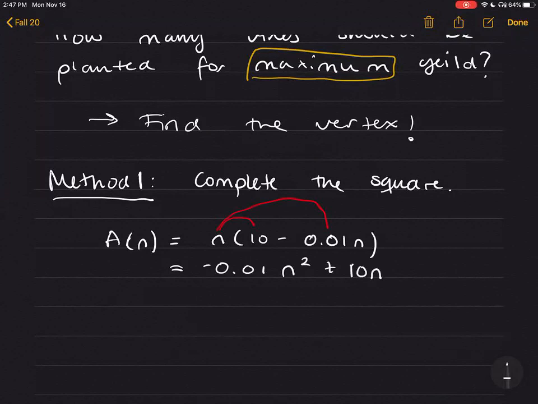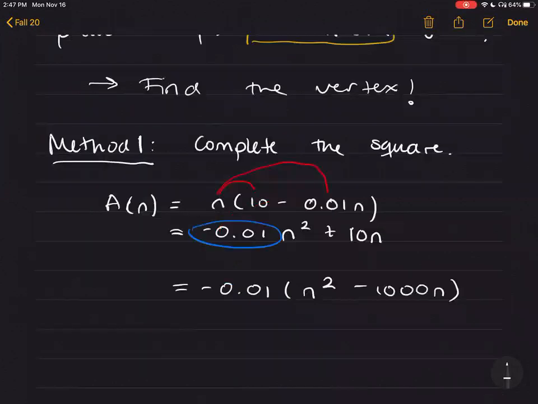And now the first step was to take this thing that's out in front and pull it out. So we get 0.01 n squared, and then if you divide 10 by negative 0.01, you're going to get negative 1,000 n. Okay, and you can take that number, distribute it back in, and you'll see that it does indeed work out. Now we need to add and subtract our thing.